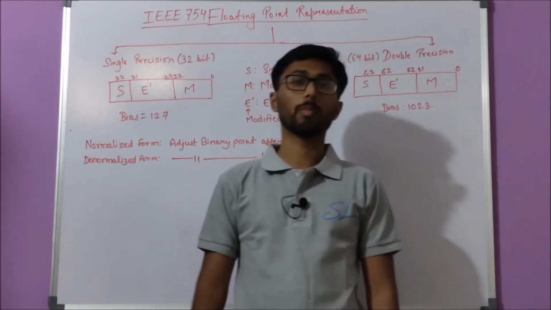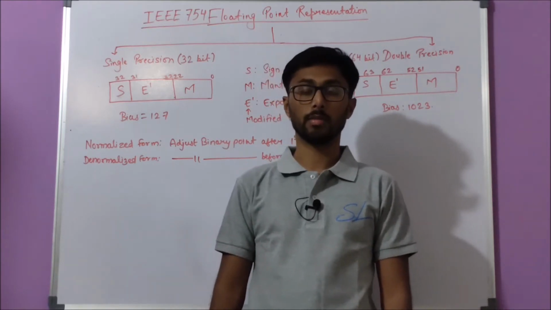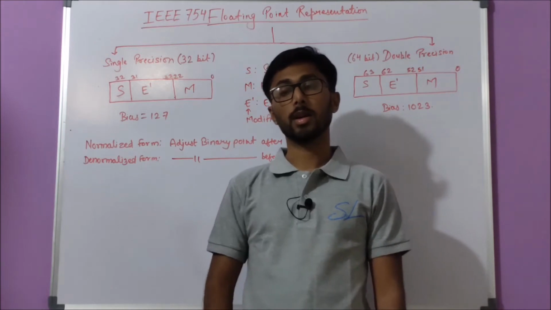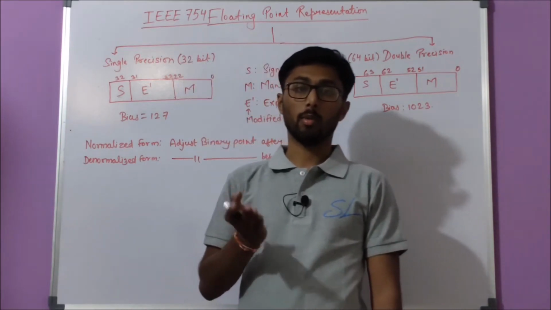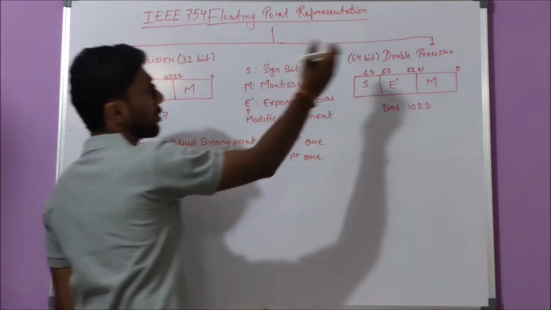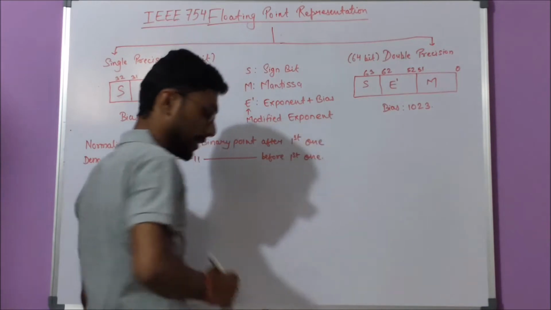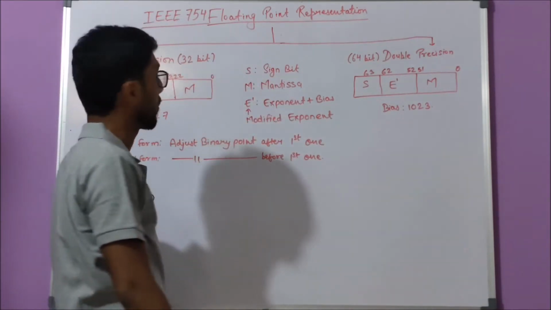Welcome back. Today's topic is IEEE 754 floating point representation. We will see how to convert a decimal number into an IEEE 754 floating point number in single precision format and also in double precision format. In single precision format, the length is 32 bit. In double precision, it is 64 bit.